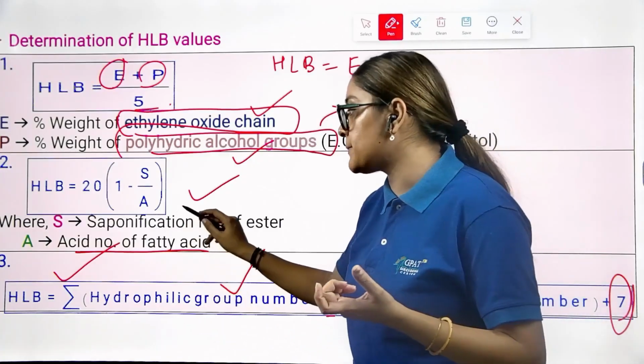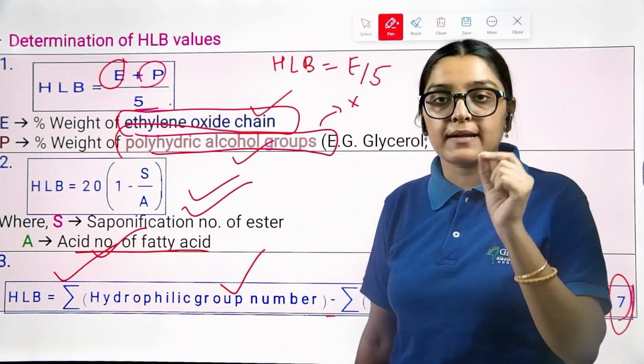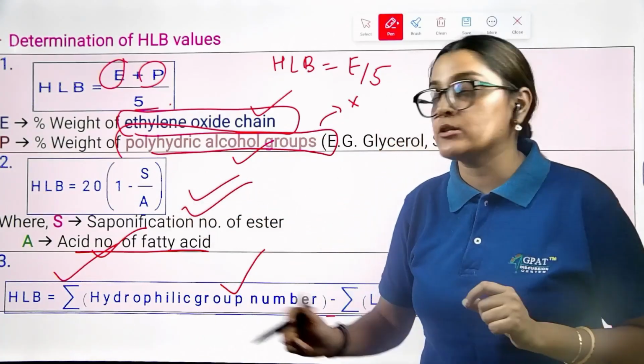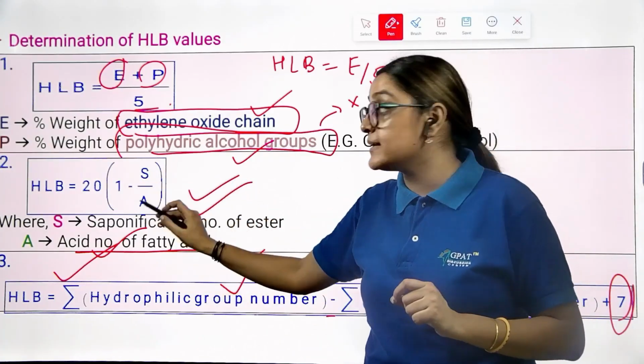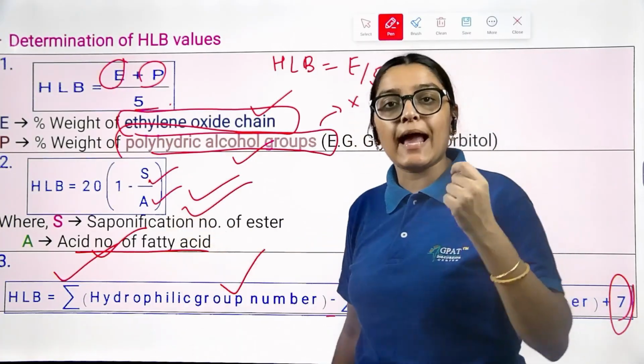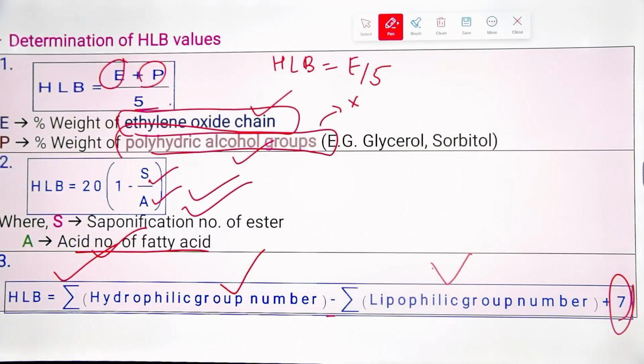So you have the saponification number of the ester and the acid number, which is directly mentioned in the question. Just by putting the formula, HLB equals 20 into 1 minus S upon A, where S will be the saponification number and A will be the acid value. So in the question you will be given the statement for what you are calculating.